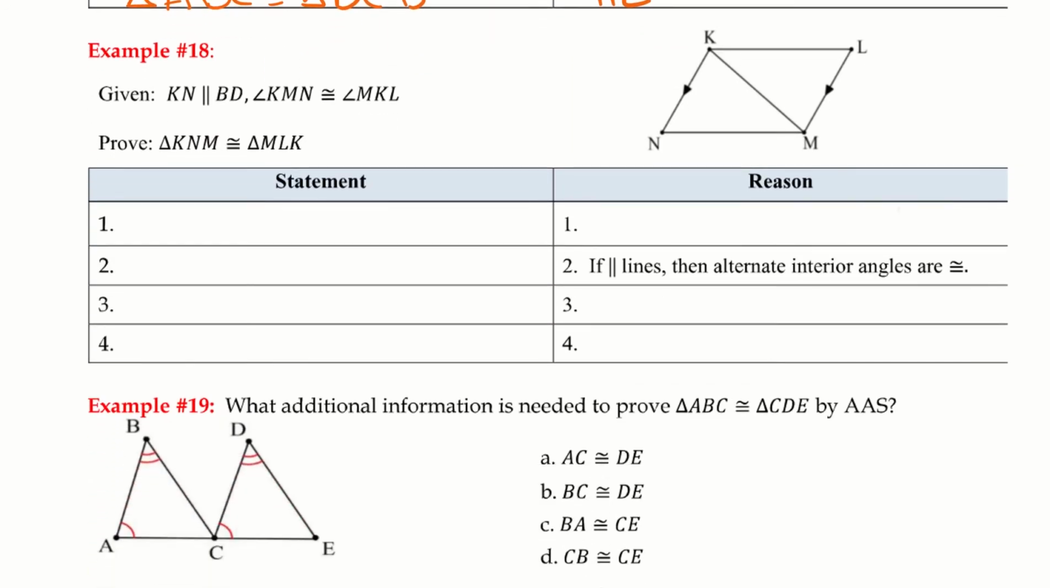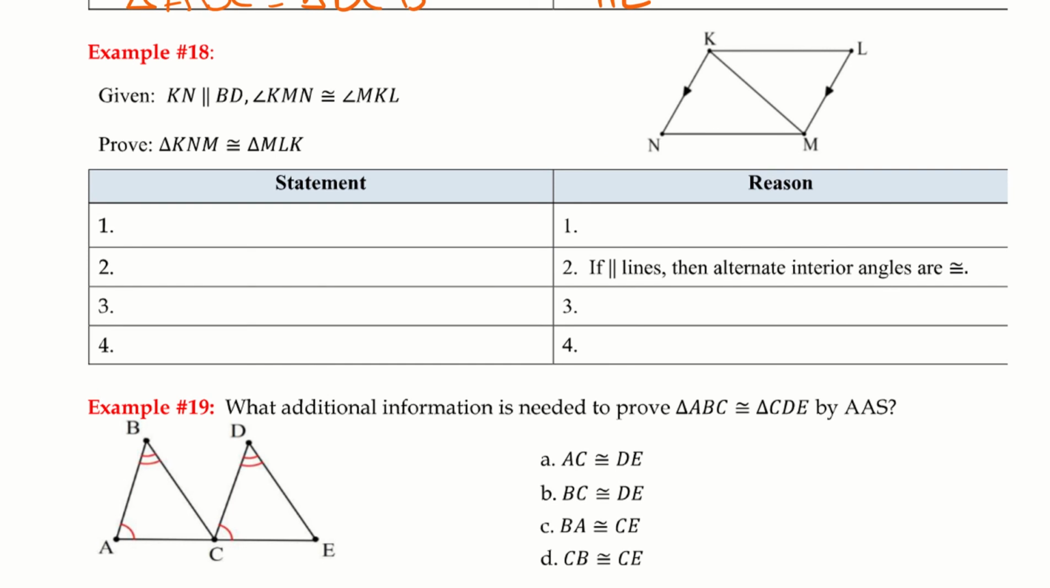Alright, example 18. KN is parallel to BD, and so this should say LM. Sorry about that. And then let's start labeling this. Those two lines down the center mean they're parallel, and we show that with these arrows here. So they already drew that for us, which is nice. And then angle KMN is congruent with angle MKL, and this is given.